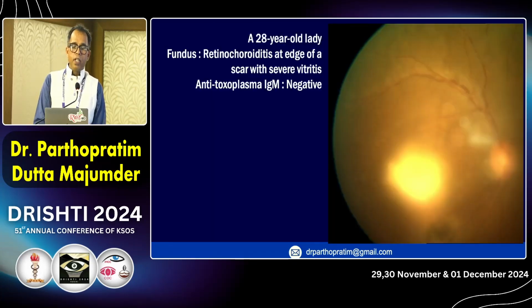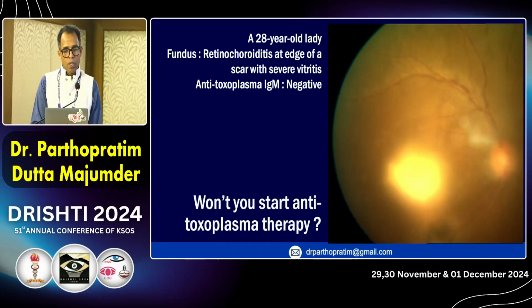Now, another patient, a 28-year-old lady with retinochoroiditis at the edge of the scar with severe vitritis, and the anti-toxoplasma IgM negative. So, won't you use toxoplasma treatment? This is how your clinical decision will change when you see a proper clinical phenotype.